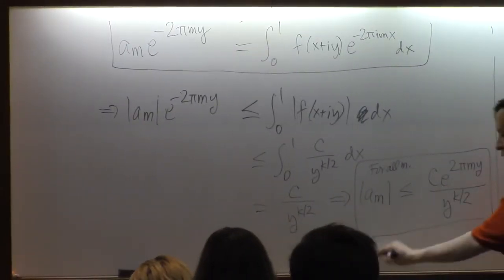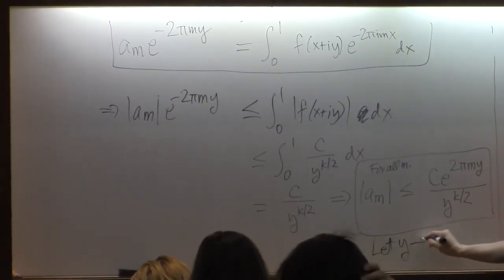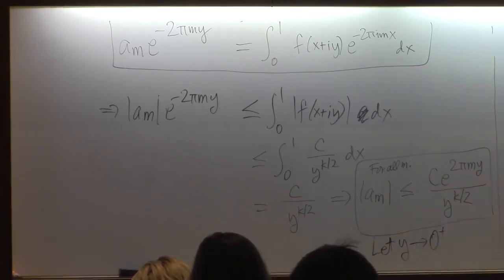Now what I'm going to do is let y go to 0. Whoosh. From above, let y go to 0. What happens? The numerator just goes to 1. C times 1, c. But what's happening down here?